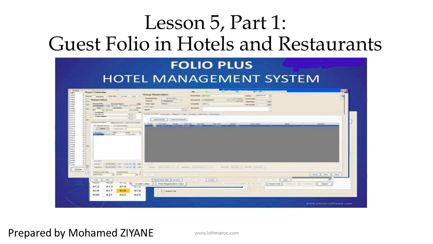So in this lesson or in this course, we will try to cover the definition of folio or guest folio. We're going to speak about the types of guest folio. We're going to see the characteristics of this folio. We are going to cover everything that is related to guest folio, whether in hotels or restaurants.